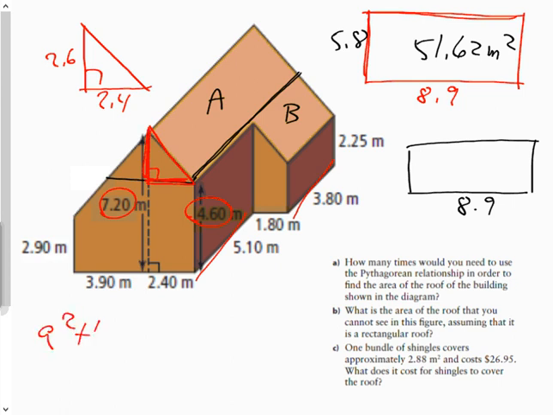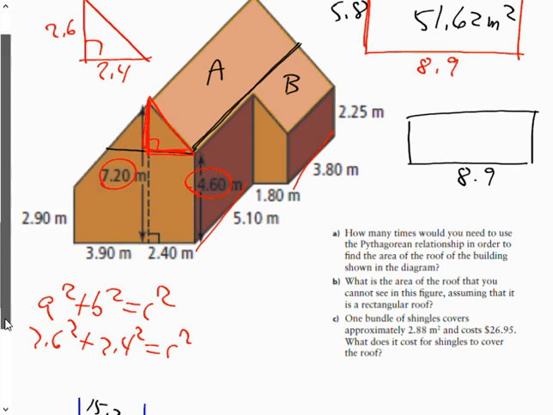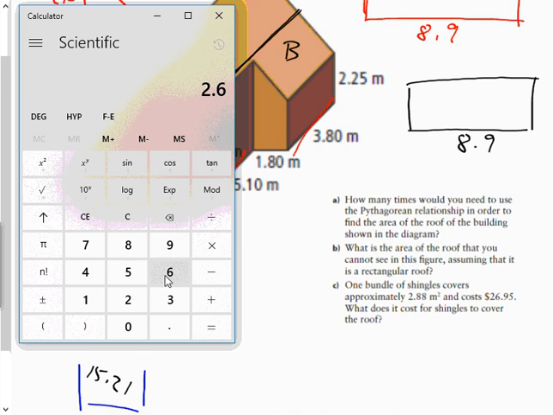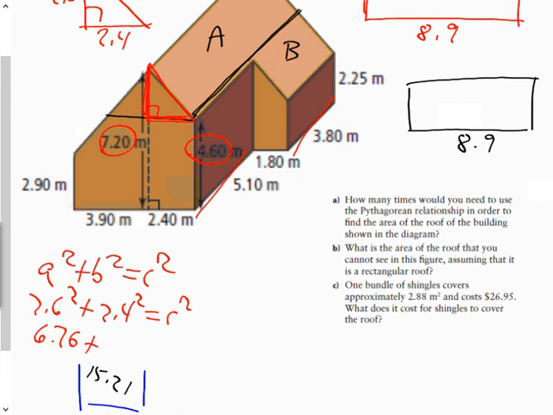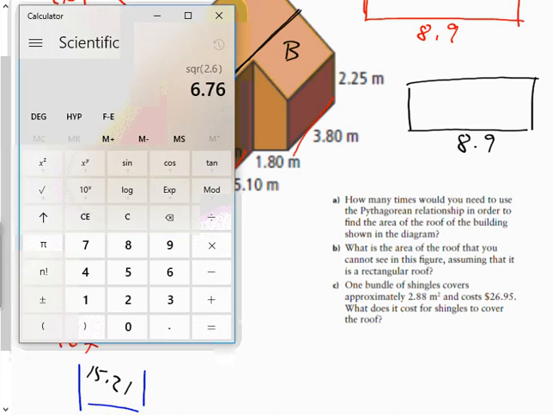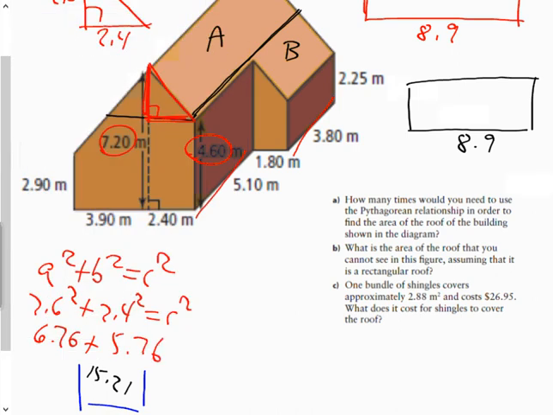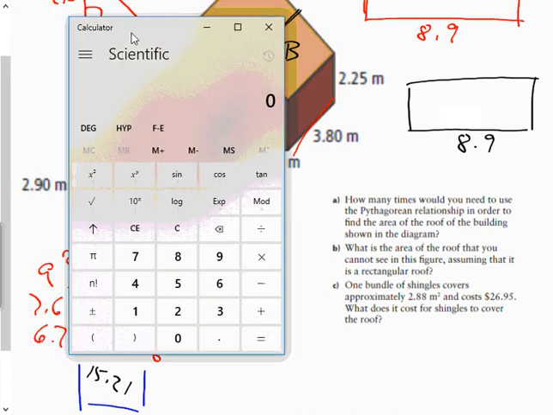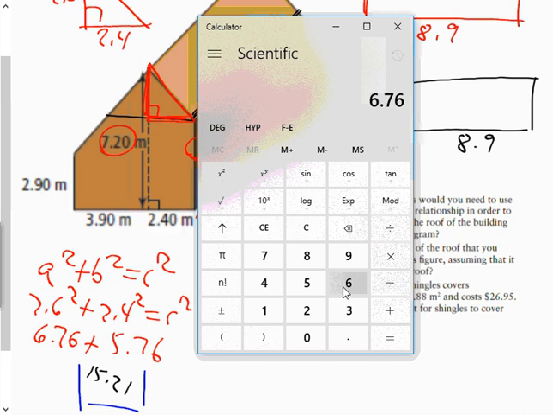This time I'm going to use my formula. A squared plus B squared equals C squared, or 2.6 squared plus 2.4 squared equals C squared. To work this out with a calculator, 2.6 squared is 6.76, plus 2.4 squared is 5.76. Interesting, I didn't realize that those two were so close, just off by one. 6.76 plus 5.76 equals 12.52.